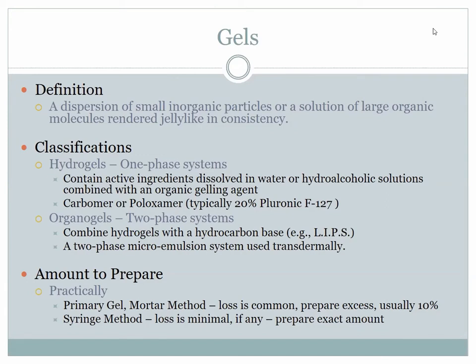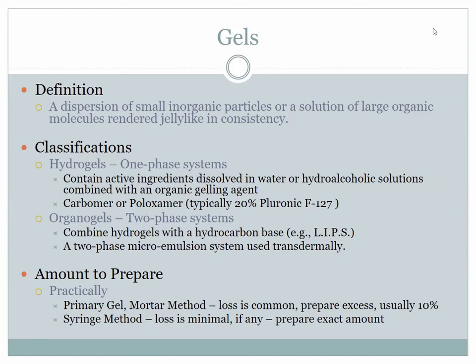And the one that you're going to be using today, because you are going to be making an organogel, is you're going to take a hydrogel and mix it with this chemical called LIPS. Favorite drug name ever. LIPS stands for lecithin isopropyl palmitate solution, LIPS. It's brown, it's oily, it's greasy. So it is the lipid part that you're going to mix with the hydrogel part, okay?